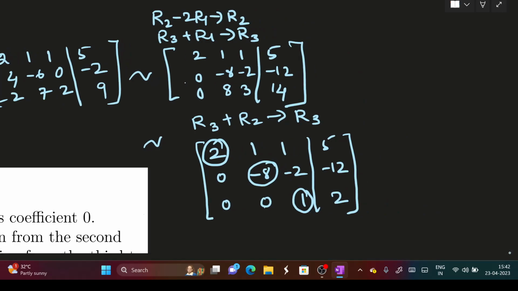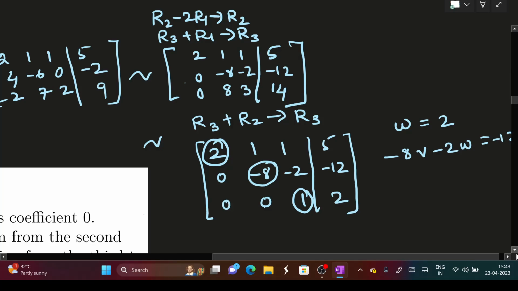Now, after getting this situation, I will write the equations in the reverse order. So first I will get my w value. Here is forward elimination: first I eliminated u, then I eliminated v, then I will go for the third variable. Elimination is forward, but in substitution, first I am getting w is equal to 2. Then minus 8v minus 2w is equal to minus 12. Here already w is equal to how much?